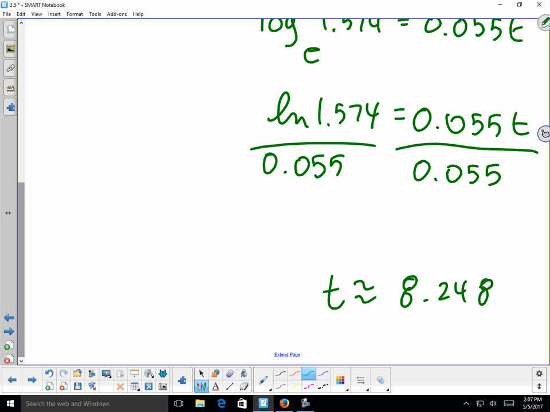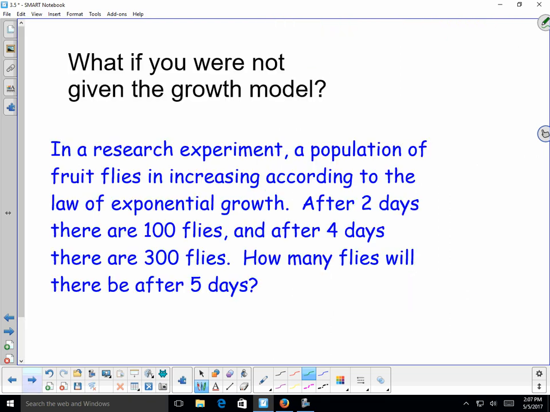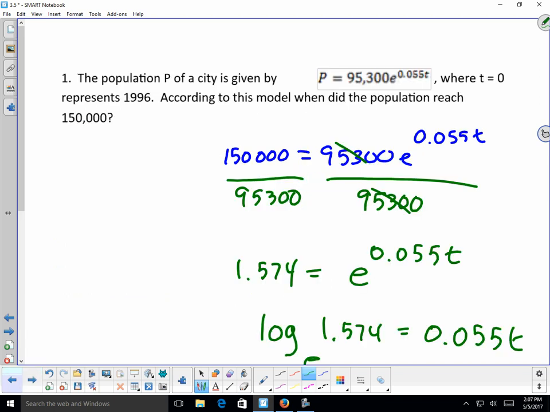All right, let's take a look at number 2. What if you were not given a growth model? Make your own growth model.